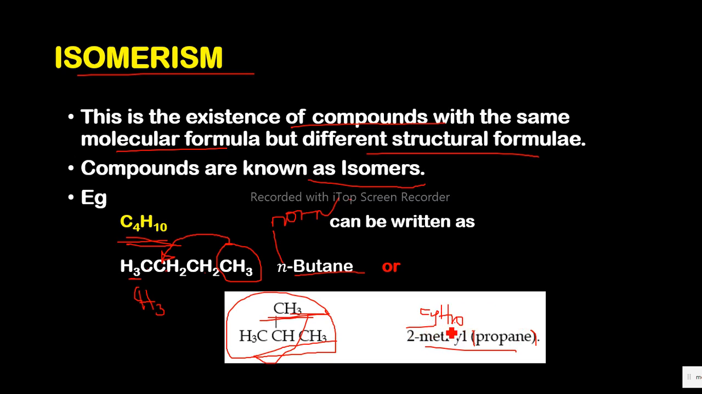Now, because these two compounds, n-butane and 2-methylpropane, have the same molecular formula but different structures, they are referred to as isomers. And so this existence of compounds of the same molecular formula but different structure formulae is what we refer to as isomerism.